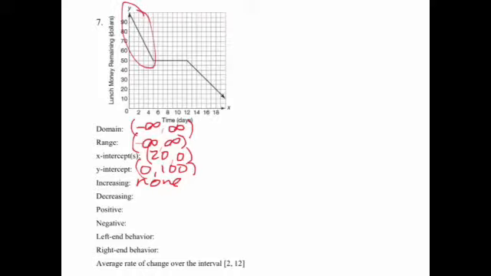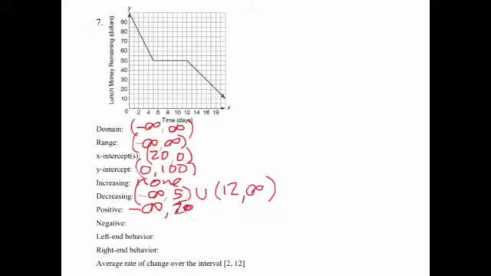Speaking of decreasing, it's decreasing here and over here. So from negative infinity until you reach 5, and then also from 12 onward is decreasing. My function is positive until I reach my x-intercept. So from negative infinity until 20, my x-intercept. And that's it. It is negative thereafter, so from 20 to infinity.